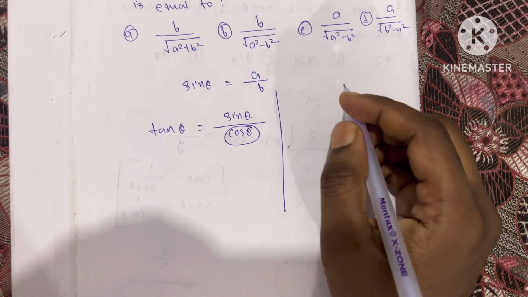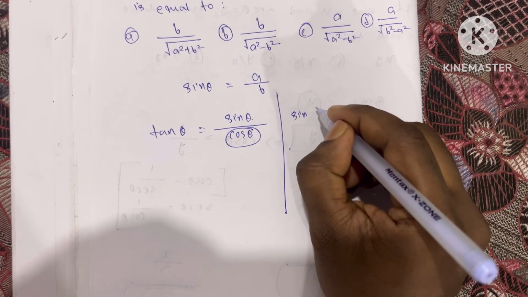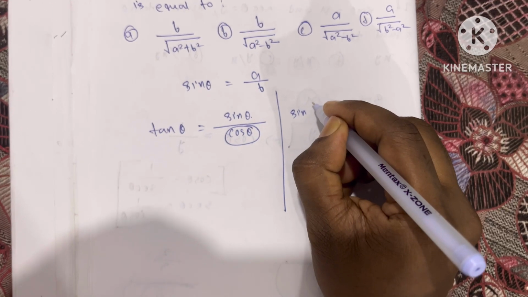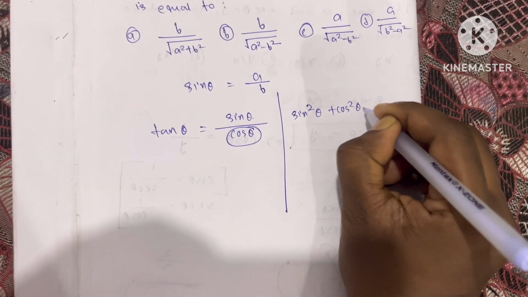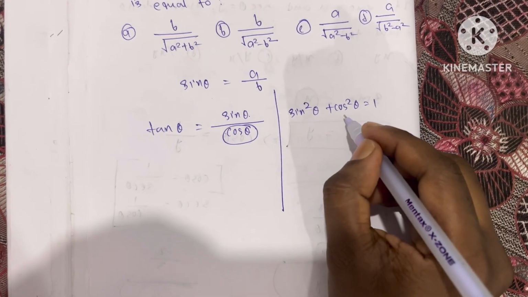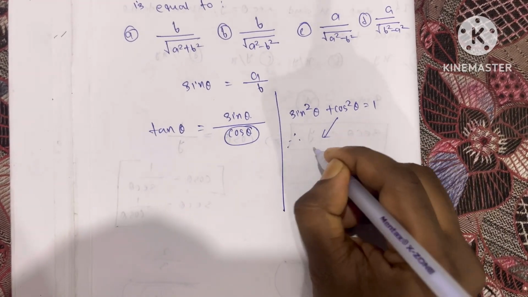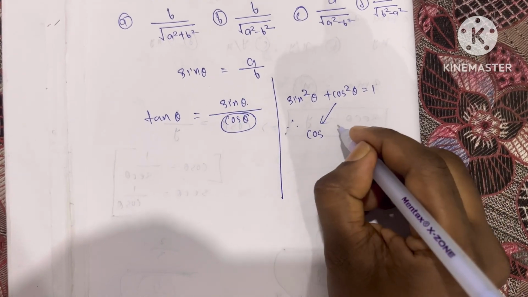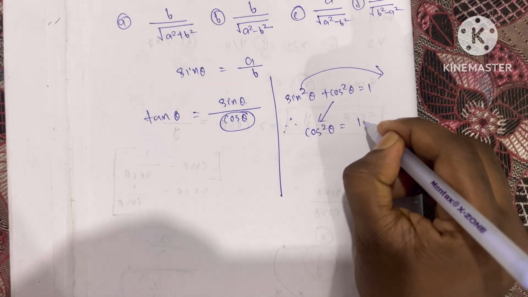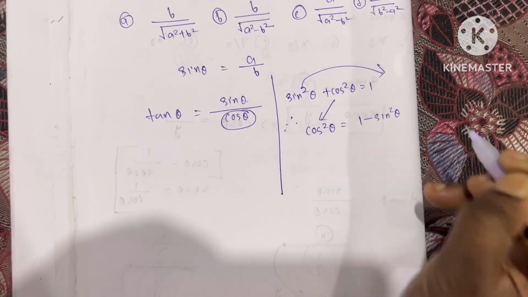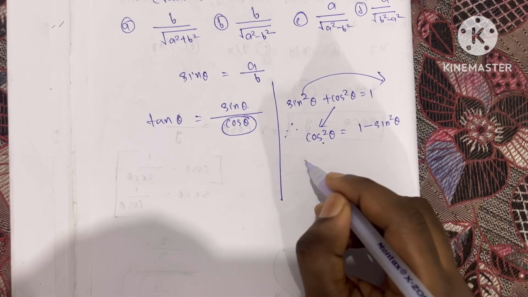For finding the value of cos theta, we can use trigonometry identity number 1. Identity number 1 is sin square theta plus cos square theta is equal to 1. I need the value of cos theta, so I can write cos square theta on one side, and this goes to the other side. So cos square theta is equal to 1 minus sin square theta.